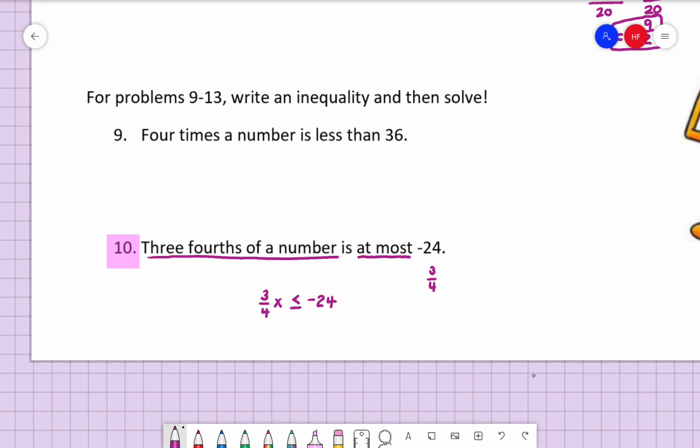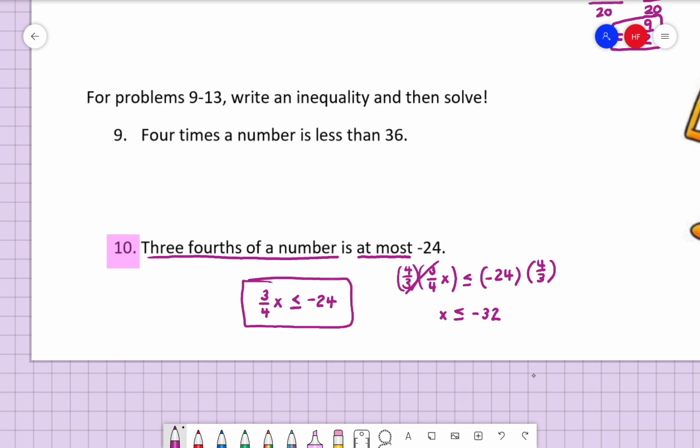So 3/4 x. In order to get rid of this 3/4, I'm going to multiply by the reciprocal. Do the same thing on both sides. So we're multiplying negative 24 times 4/3. So we get that x is less than or equal to, we're not flipping anything because we did not multiply or divide by a negative, and then on the right we get negative 32. So here's my written inequality, and there's my answer.